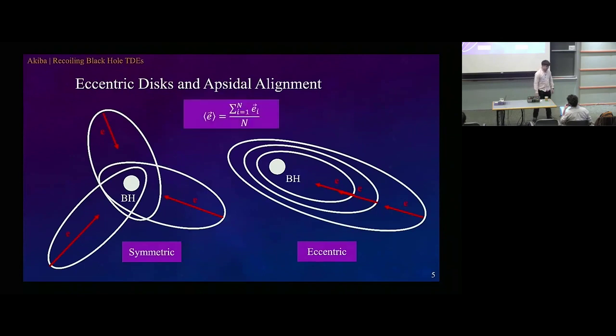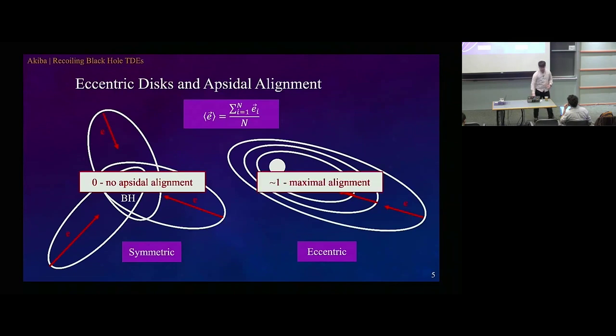In particular, in our simulations and analysis we use a quantity called the mean eccentricity vector, which is basically just a vector average. If you imagine adding all of these vectors together, in the symmetric case the vectors tend to cancel each other out on average, and you get a mean eccentricity vector magnitude closer to 0. Whereas in the eccentric disk case, all of the eccentricity vectors coherently add together, and if you have highly eccentric orbits that are apsidally aligned, you get close to 1. So the mean eccentricity vector approaches unity as you get more and more apsidal alignment in your system.